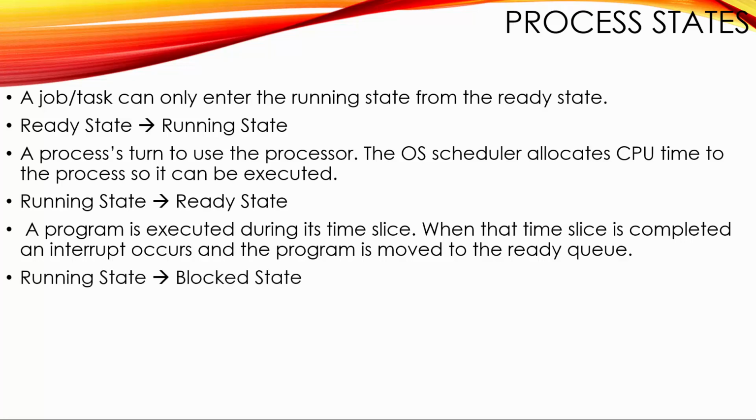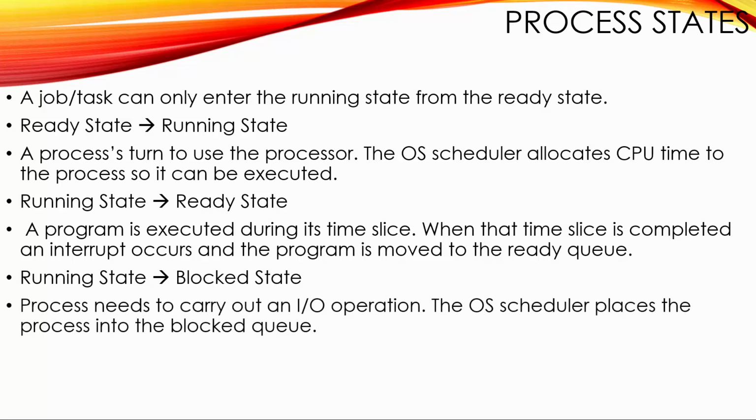Now, when it's in the running state, it can go to the blocked state. The process needs to carry out an input-output operation. So it's running, and we need input from the user. It's going to move from the running to the blocked state. The operating system scheduler places the process into the blocked queue.